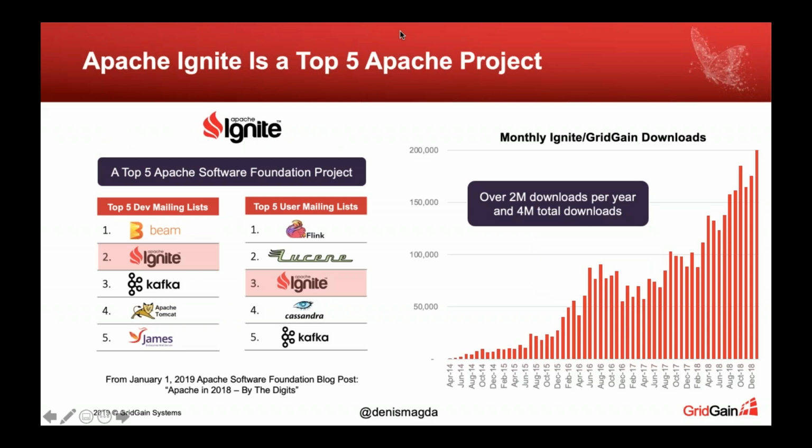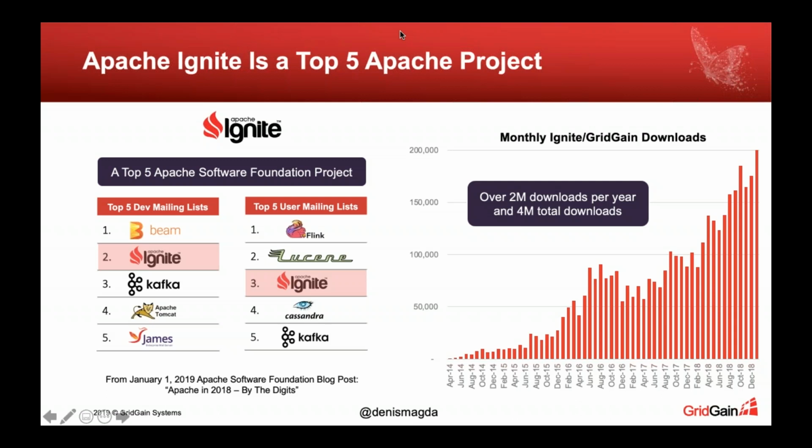And Ignite, if you are hearing about Ignite for the first time, is one of the top 5 projects in Apache Software Foundation. In 2 categories, we are the second most active project among the dev list community. There are a lot of discussions on the dev list, and also we are the third most active project within the user list community. There are so many users using Ignite that many questions are being asked, and the Ignite community is trying its best to get them answered and improve the product.